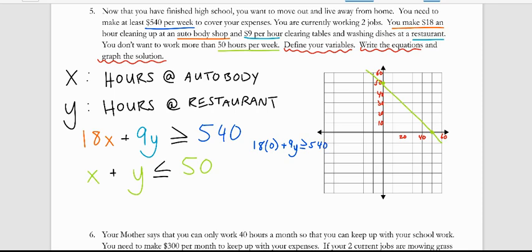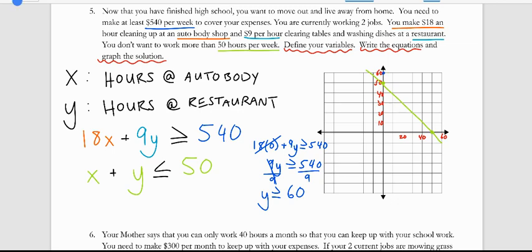Okay? Anything times 0 will be 0, so this goes away. So 9y is greater than or equal to 540. Divide both sides by 9. Those cancel each other out. And so y will be greater than or equal to 60. Okay? So the y-intercept will be right here at 60.